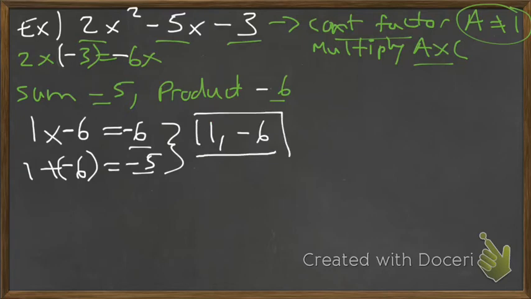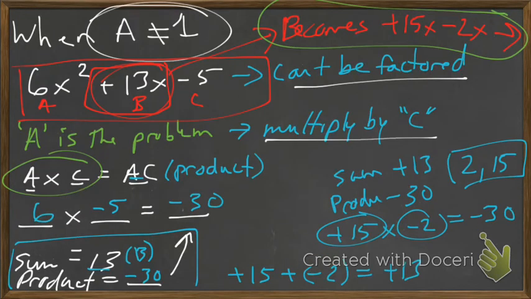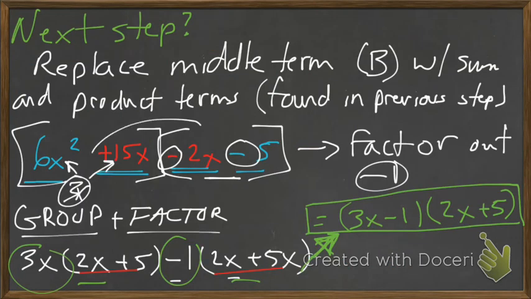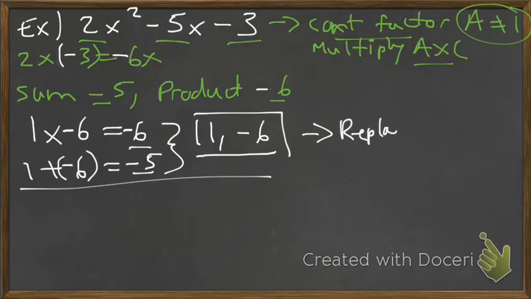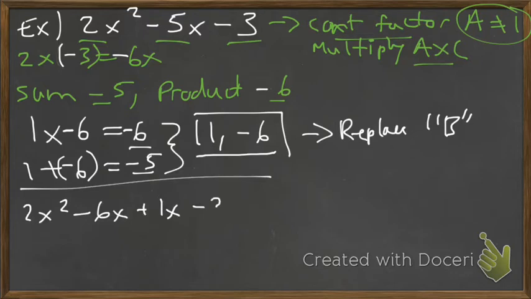Okay. Now, going back, once I found my two values, remember I replaced the middle term with those. So if I rewrite my equation, replacing b, it'll be 2x squared, plus, doesn't matter which way I write it, I'm going to do minus 6x plus 1x subtract 3.